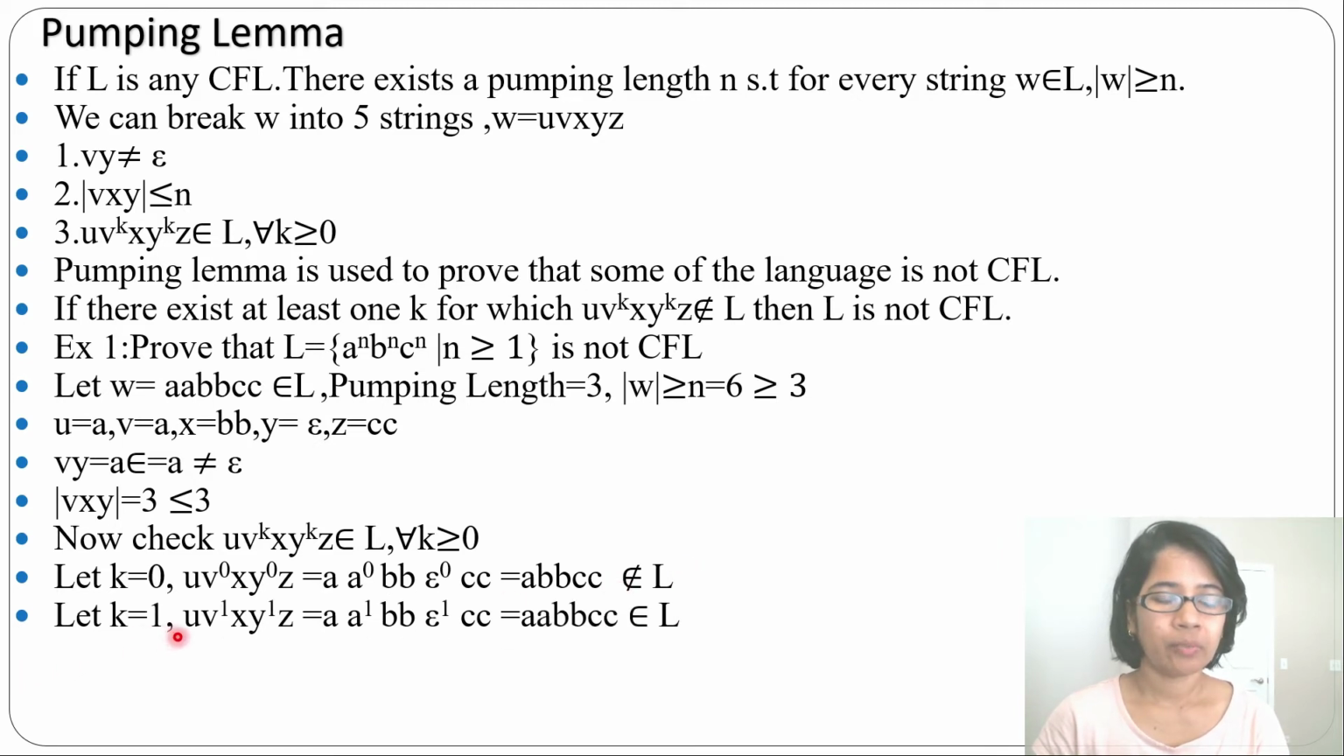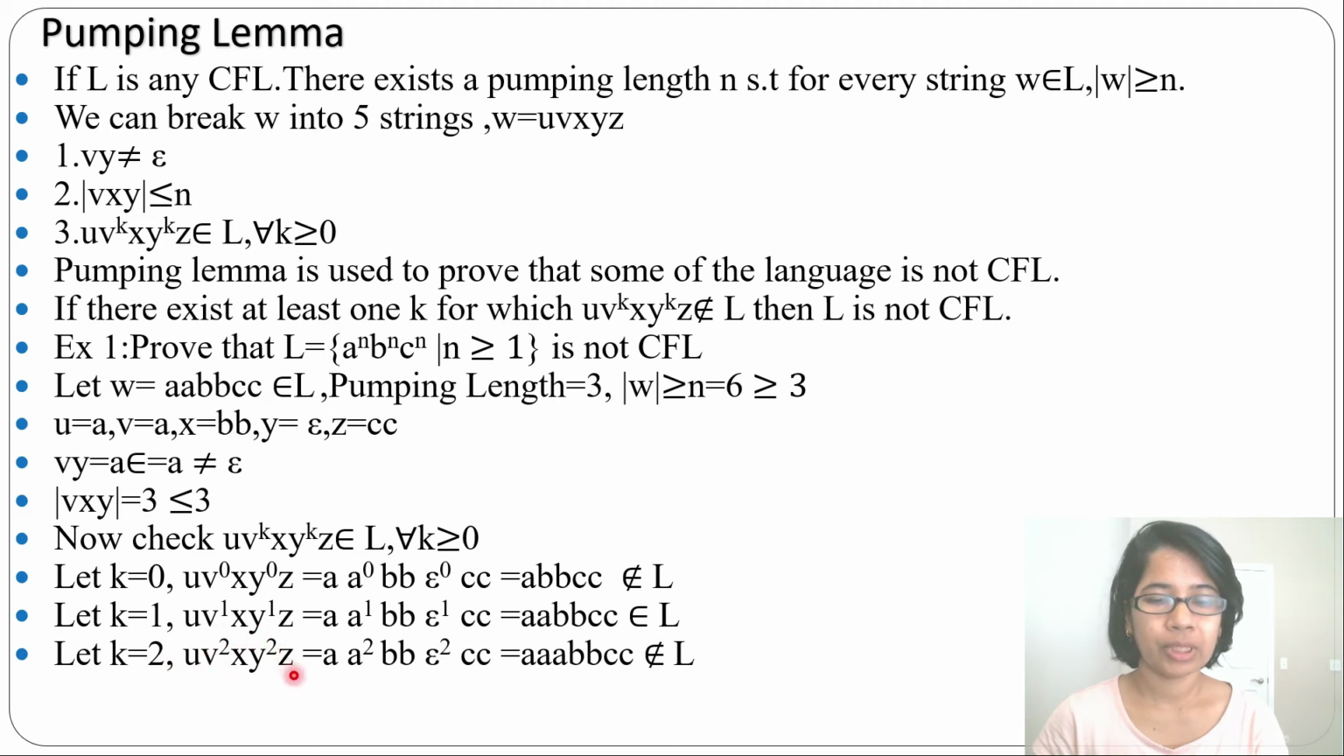Just for clarity, I am taking two more examples. Let k equal 1: u, v power 1, x, y power 1, z. a power 1, bb, epsilon power 1, cc. a power 1 will be a. We get aabbcc and that belongs to L. Let's take k equal to 2: u, v power 2, x, y power 2, z.